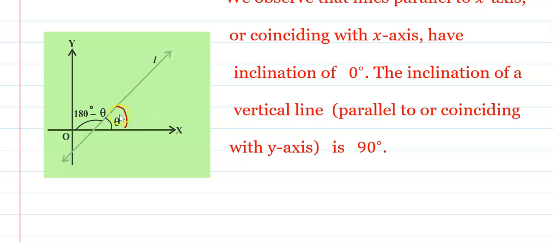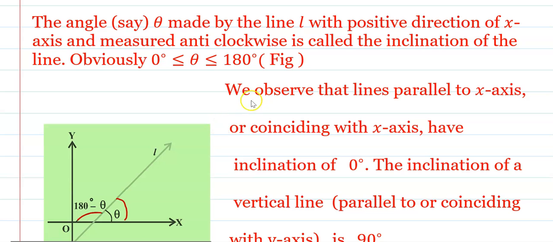As this angle is theta, what about the remaining angle? These two angles are supplementary. Their total is 180, and therefore this angle is 180 minus theta. Now the next, the value of this theta lies between 0 and 180. Equal to 0 also may be possible. Equal to 180 may be possible.